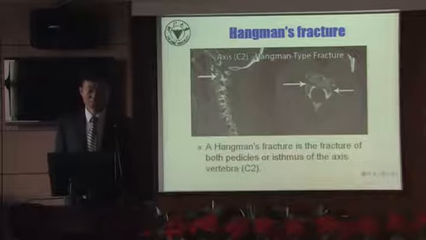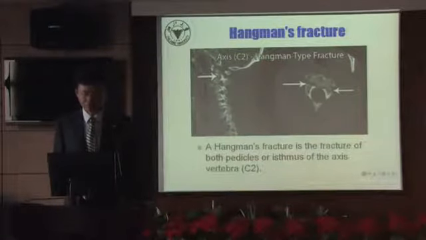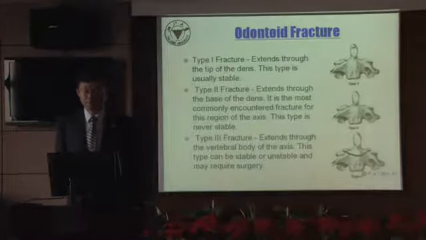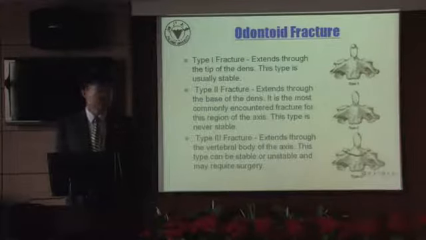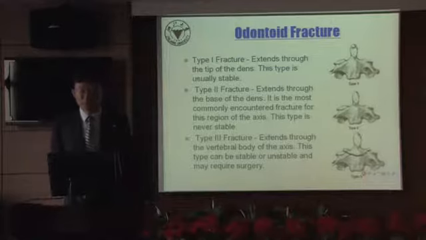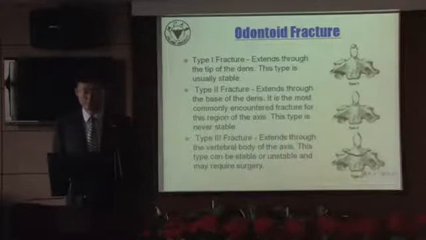Hangman's fractures, axis C2 fracture. Hangman's fracture is the fracture of both pedicles or the isthmus of the axis vertebra. Odontoid fractures. This is the dens, including 3 types according to the location.